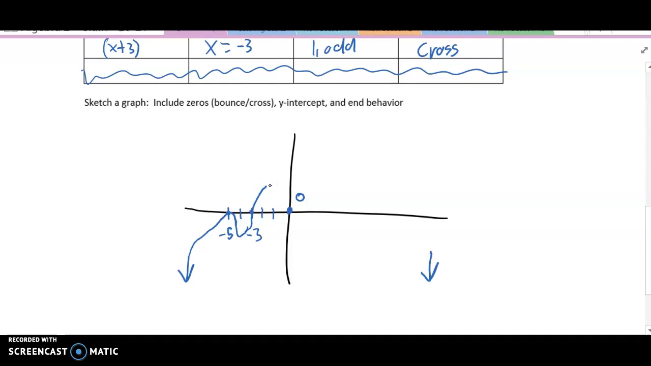I need to go to 0. The only way to get there is to turn around. 0 is a cross. And then I meet my end behavior there. And that's it. That is it for this example.